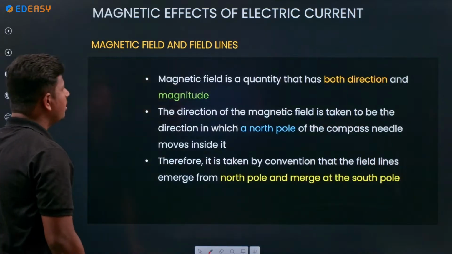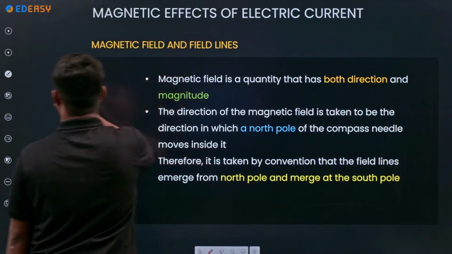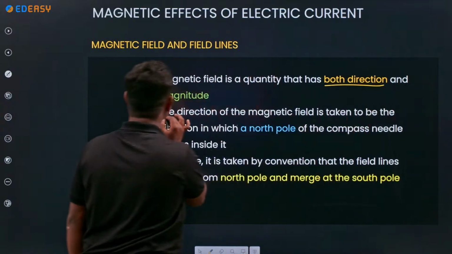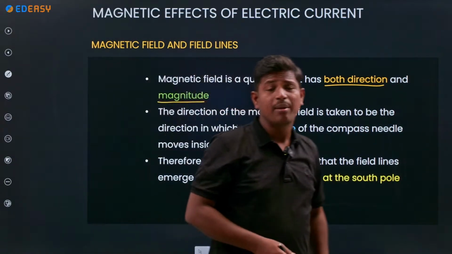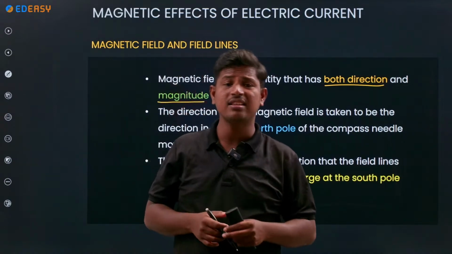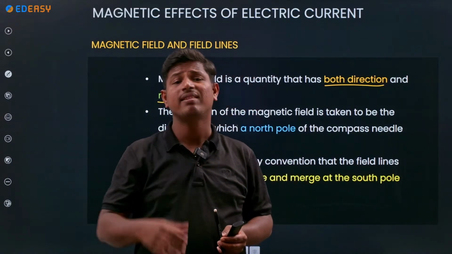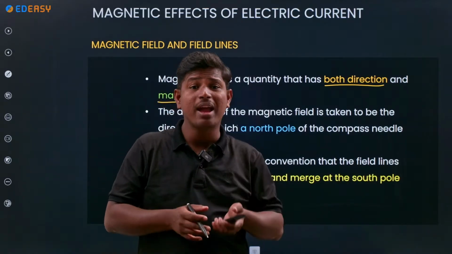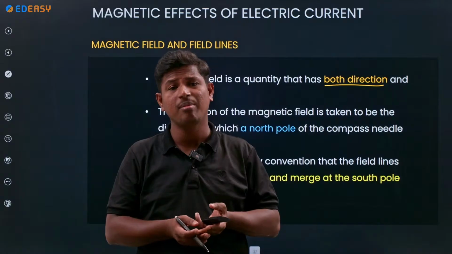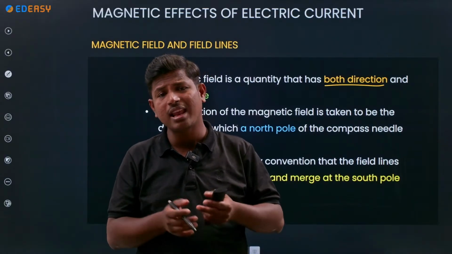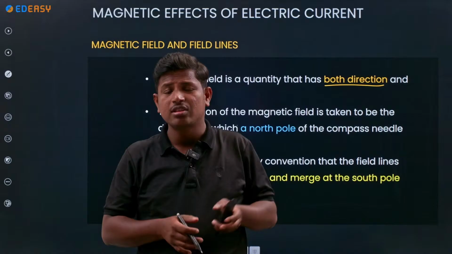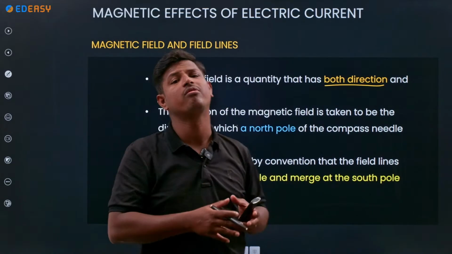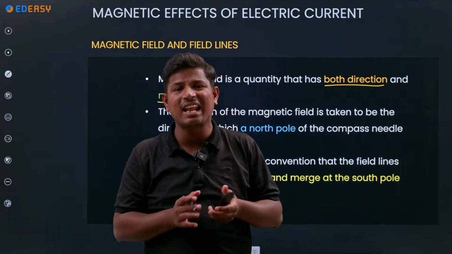Okay, look at here, magnetic field as a quantity has both direction as well as magnitude. Magnetic field lines have both magnitude as well as direction. How can you calculate the magnitude of a magnet? The magnitude of a magnet is nothing but how the attraction force will be.